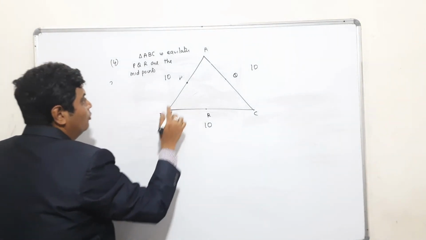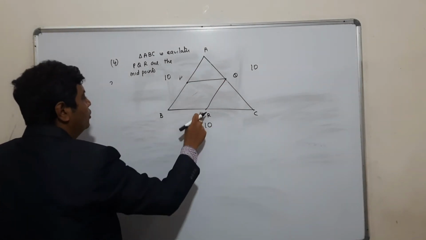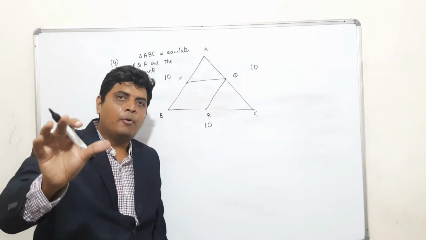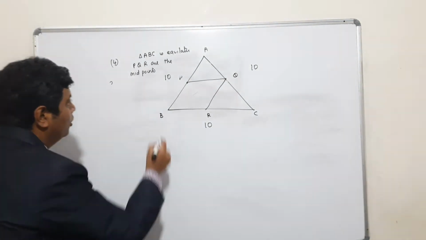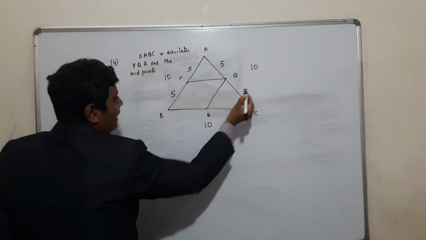Now once you come to know these are the midpoints, and if I join them, what they are telling me is: prove that PQRB is a parallelogram. As soon as it is a triangle and there is a midpoint, you should remember the midpoint theorem. So this is 10, this becomes 5, this becomes 5, this becomes 5, this becomes 5. Okay.